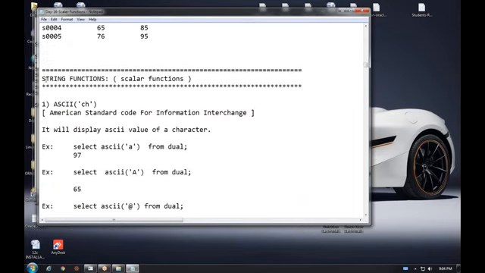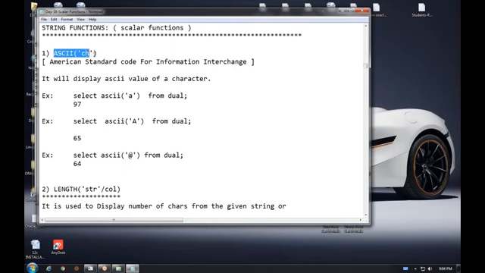Now I am talking about character functions or string functions. Character functions execute on character data. Here, the first function is ASCII. ASCII means American Standard Code for Information Interchange. See, in your keyboard, each and every character has an ASCII value. Every key's ASCII value is converted into binary so that your operating system understands which key you are hitting.